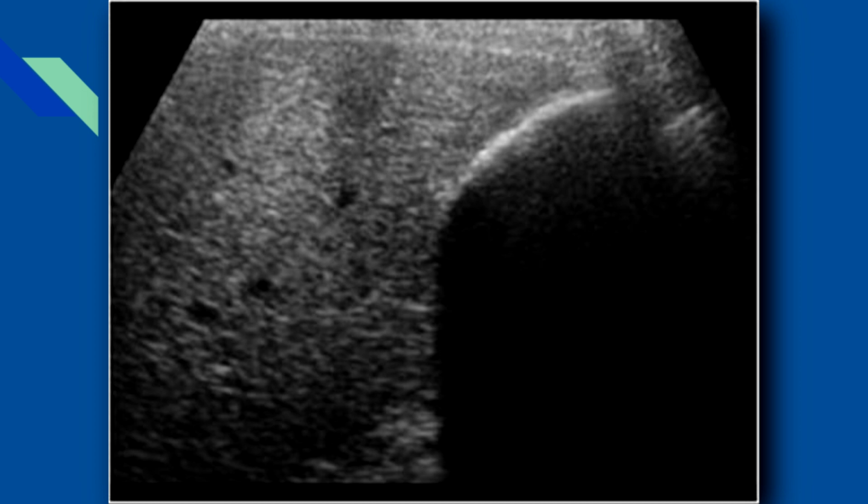Originally, it was always treated with cholecystectomy due to a purported high risk of developing gallbladder cancer. However, recent research suggests the incidence is not as high as previously thought.